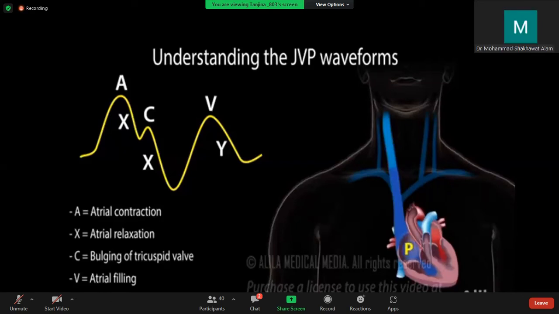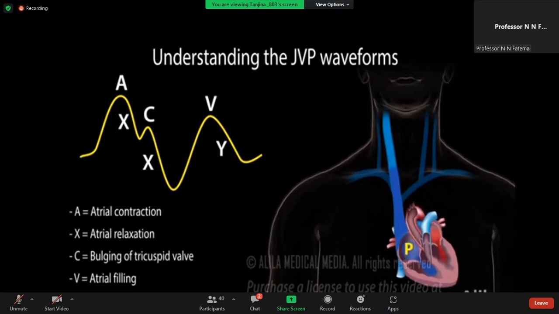So the main simple thing is atrial contraction or atrial systole, and atrial diastole. In the first wave, A, it is the atrial systole. And the first descent, X descent, it is the atrial diastole. Just remember this easy thing from this complex wave: A, the first positive wave, is the atrial systole or atrial contraction, and the first negative, X descent, is the atrial diastole.